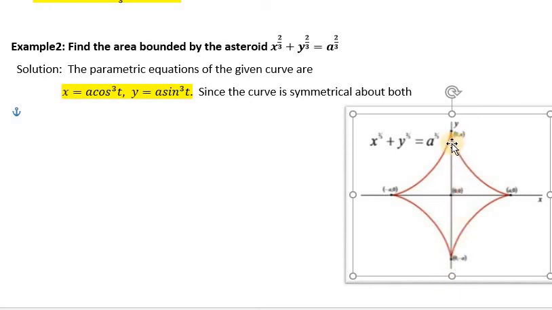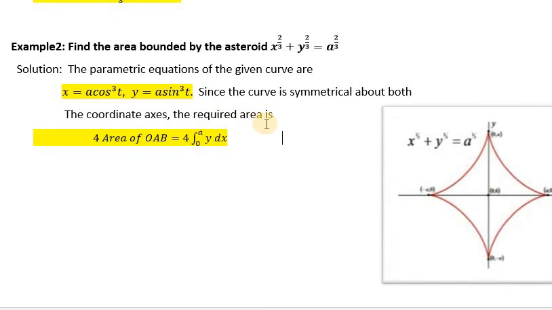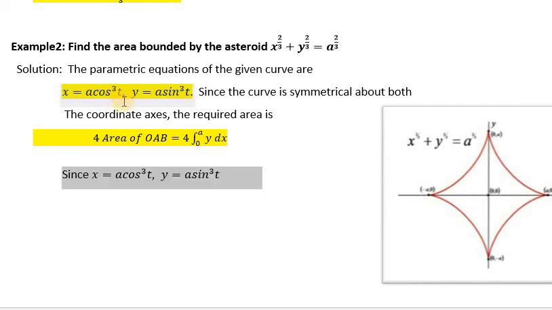Therefore, if you find the area in the first quadrant and take 4 times of that, then that will give you the total area. The required area is equal to 4 times of the area in the first quadrant, that is OAB I have taken, which is equal to 4 integral 0 to a y dx. So we have 4 integral 0 to a y dx, and let us substitute for y, that is a sin cube t. dx means we have to differentiate x and find out dx.